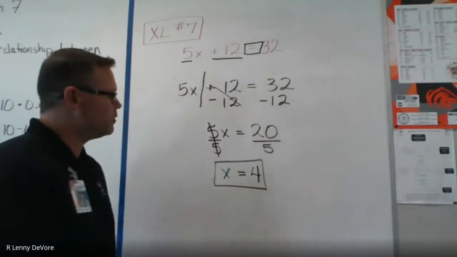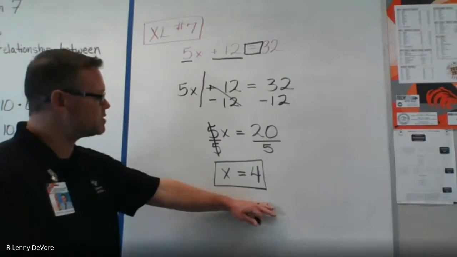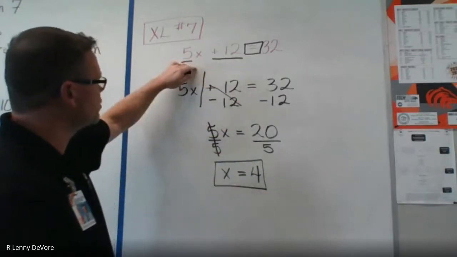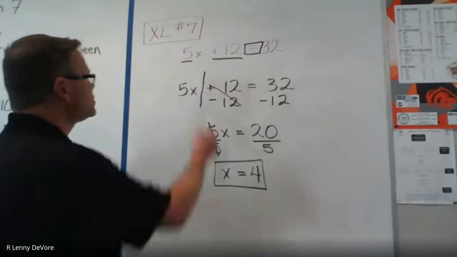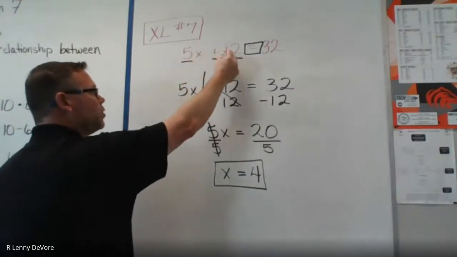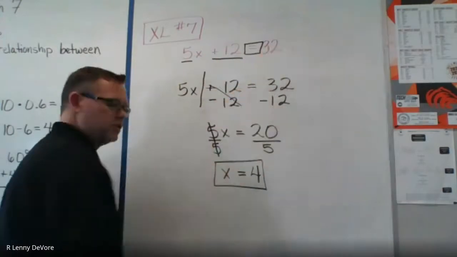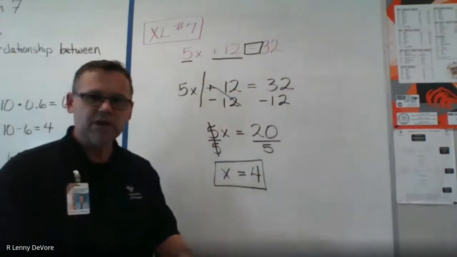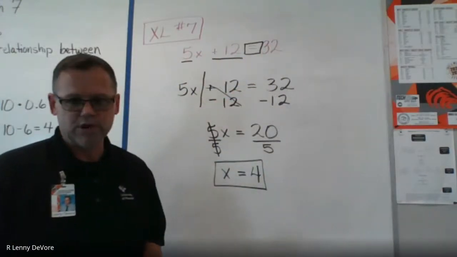Okay. Now, if we want to make sure that this is correct, we plug it back into the original equation. In other words, 5 multiplied by 4 is 20, plus 12 is 32. It makes a true statement, and so we know we have the correct answer.